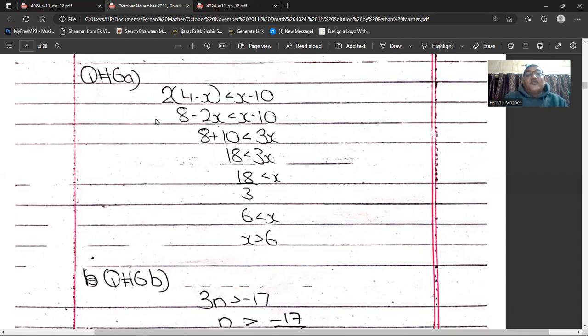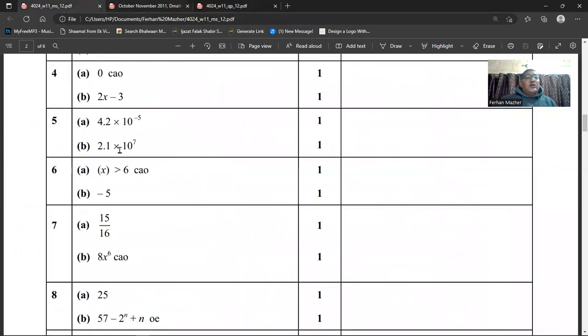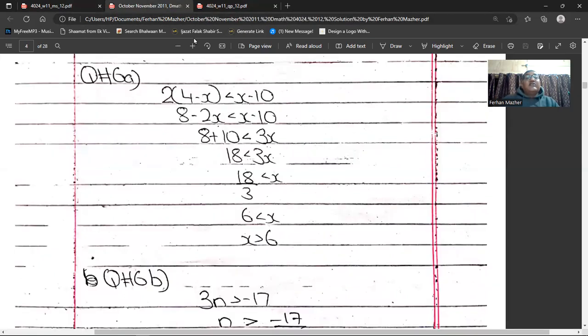It will be 8 minus 2x less than x minus 10. So it will be 8 plus 10 less than 3x, because when I take this minus 2x to the other side, it will add there. So x plus 2x, that will be 3x. So 18 is less than 3x. This 3, which is multiplying with the x, it will go to the other side. When it goes to the other side, it will divide. So you will have 18 divided by 3 less than x. So 6 less than x. So that means x is greater than 6. The crocodile's mouth is towards x, so which means x is greater than 6. Our answer is right.